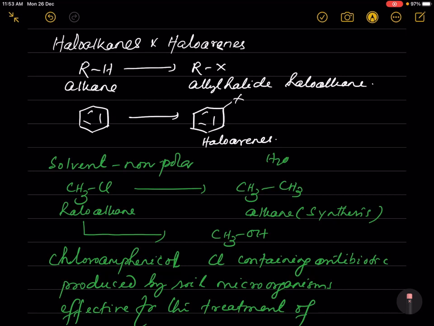Haloalkanes and haloarenes. The replacement of hydrogen atom, or hydrogen atoms, in a hydrocarbon. Hydrocarbon means an alkane or an aromatic compound. Here I have taken benzene. Benzene is an aromatic compound. By halogen atoms, then you will get an alkyl halide or aryl halide.